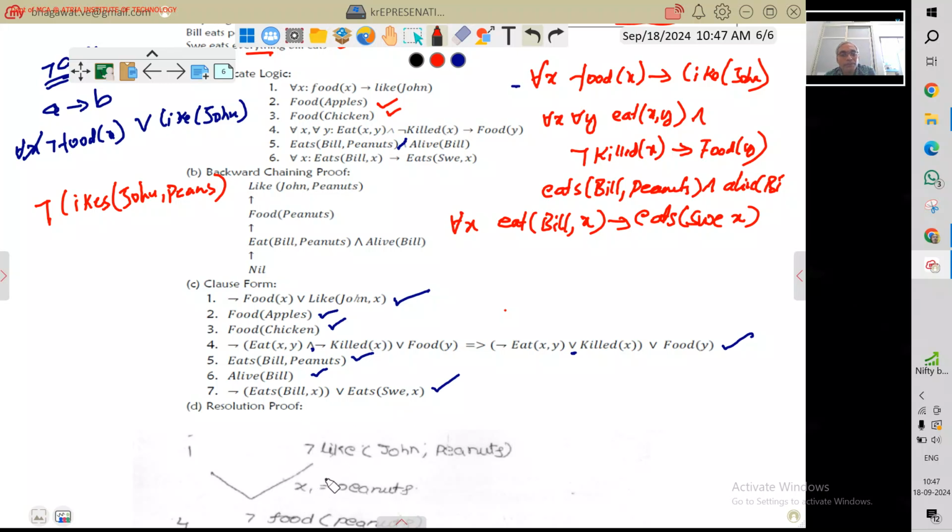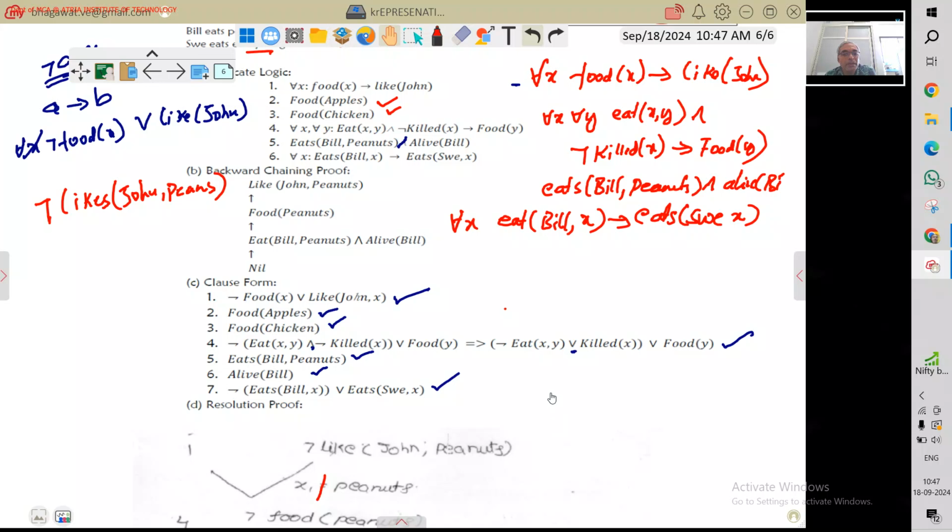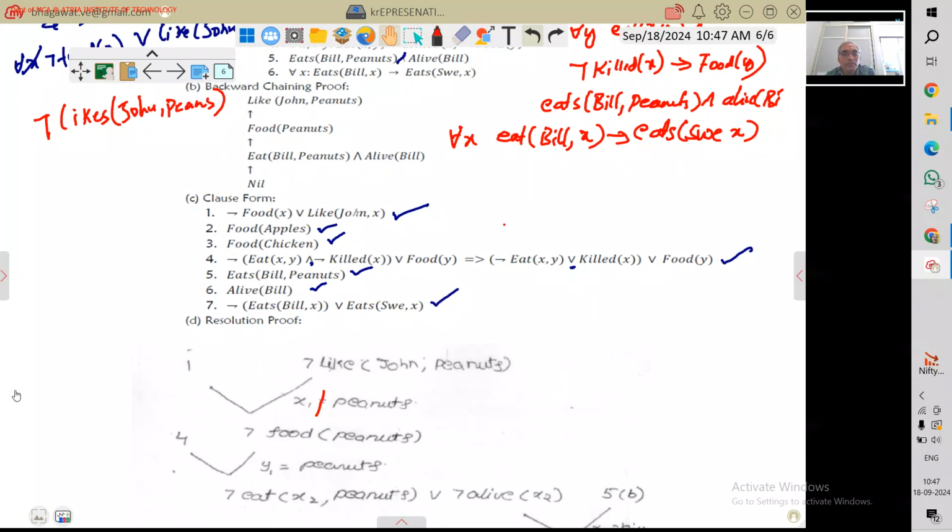We are going to replace x1 with peanuts. When you replace x1 with peanuts, this and this get cancelled, so we are going to get the resolvent clause. What is our resolvent clause? The resolvent clause will be negation food of x, where x is replaced with peanuts. So negation food of peanuts.